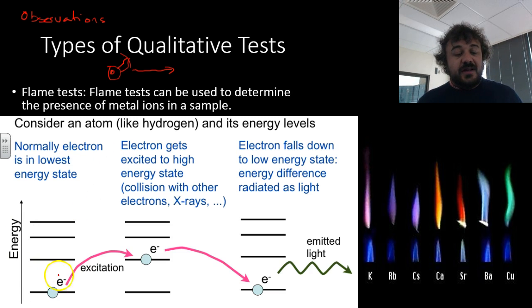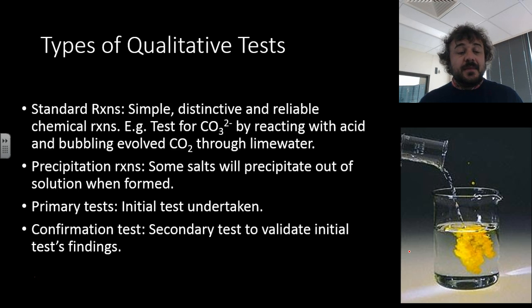So the electron is normally in its low energy state. It gets excited by the heat from the flame. It moves up, and because this is unstable, it will release energy as it comes back down. And when it does, it emits light of a certain color.